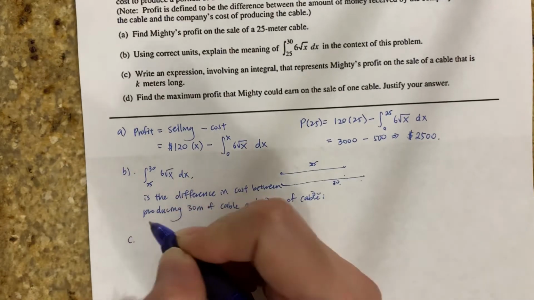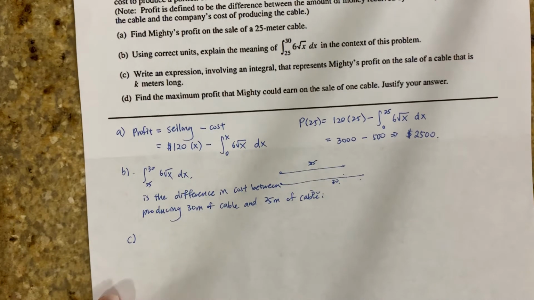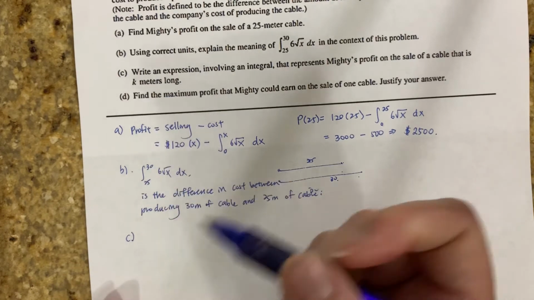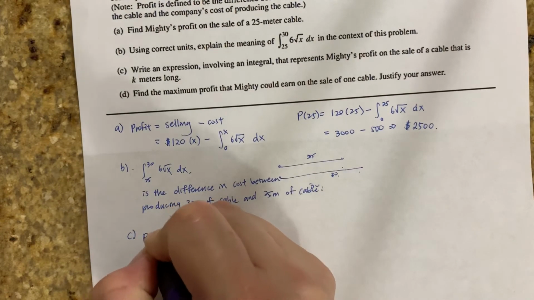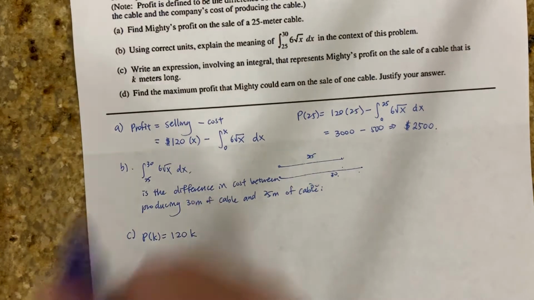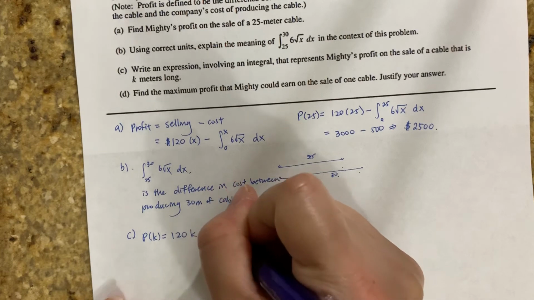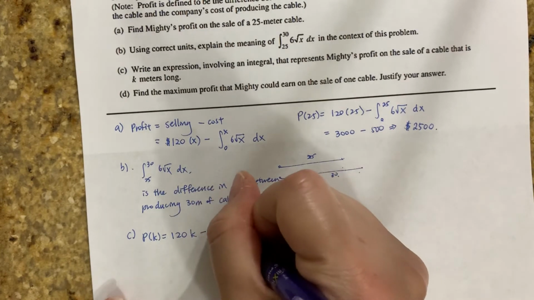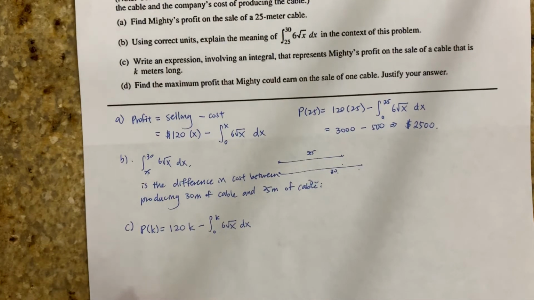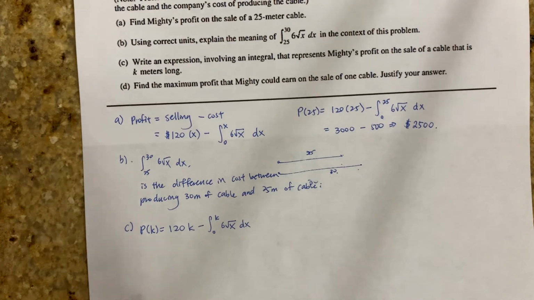All right, part C says, find an expression involving an integral that represents Mighty's profit on the sale of a cable that is k meters long. We actually already did that in part A, except now they want the letter k. So profit, P of k, is equal to 120 times k, that's however many meters long, minus the cost it takes to produce k meters long. All right, and that's it for part C. That is your expression. Okay.